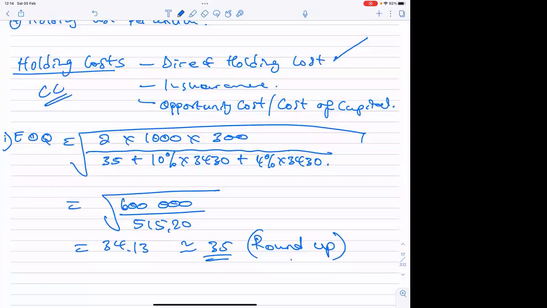Can I please ask? Yes, ma'am. Just in the 34.13, let's say maybe it was 34.0 something, do we still round, or do we not round just because it's 0? Yes, you always round up, as long as there's a point, whether it's 0 point something or 1 point something, it doesn't matter. Okay, thank you so much. You round up.